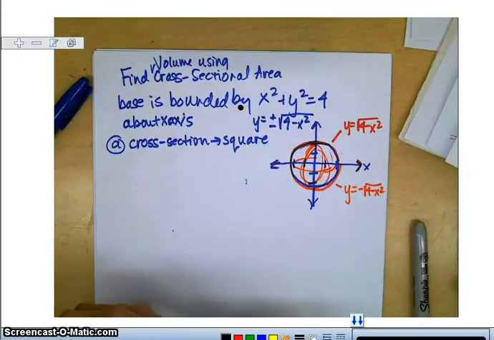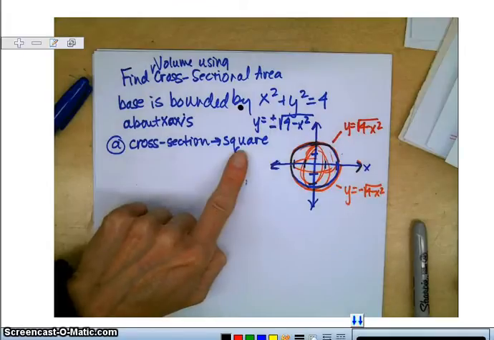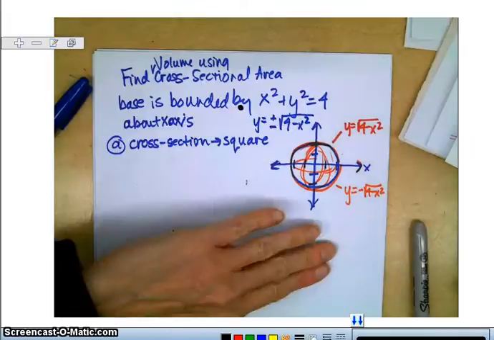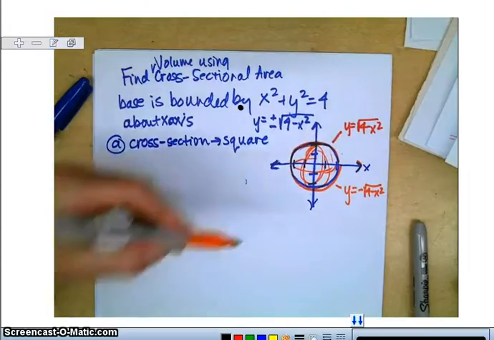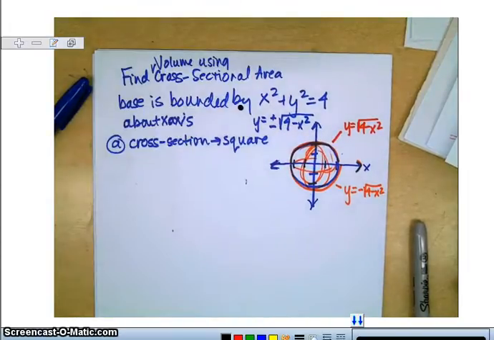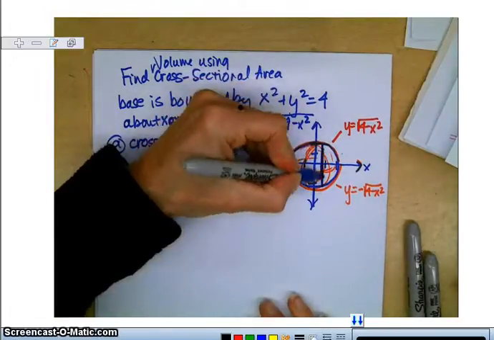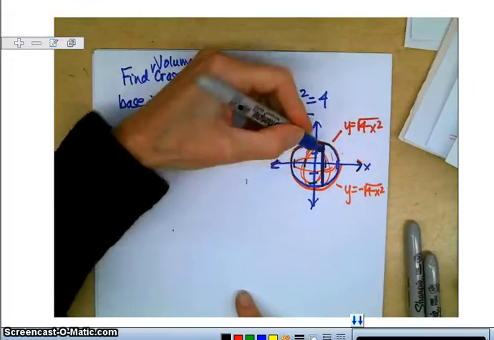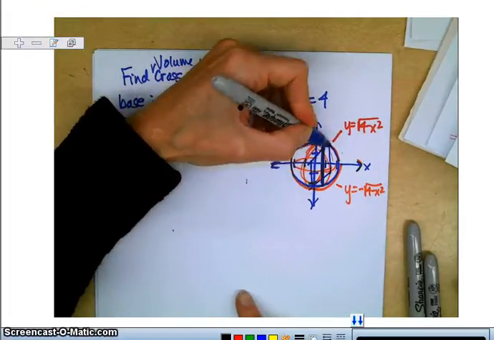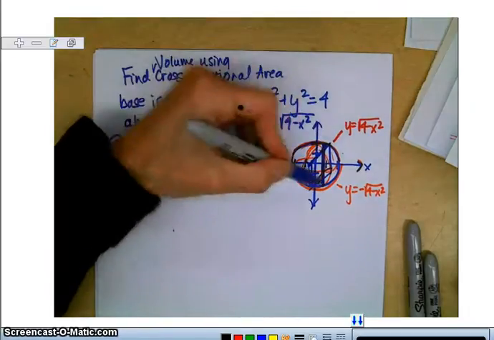But the way I'm going to find the volume of it is I'm going to use cross-sections that are what shape? A square. A cross-section means if I slice this thing, I'm basically slicing it. If you're looking at it straight from the side, the square just looks like this line, right? Perpendicular to our axis of rotation. But on the side, it'll look more like a square sitting in here. And that's going to rotate around.